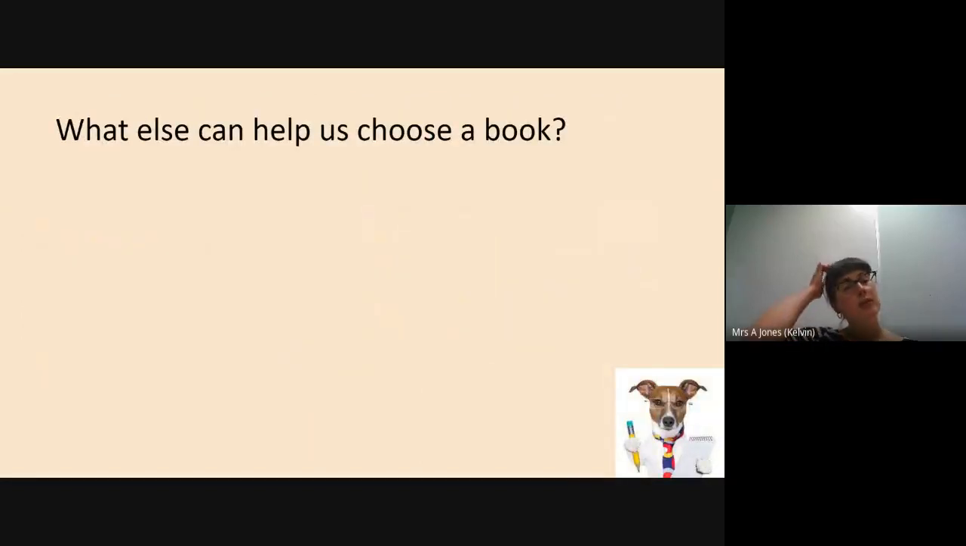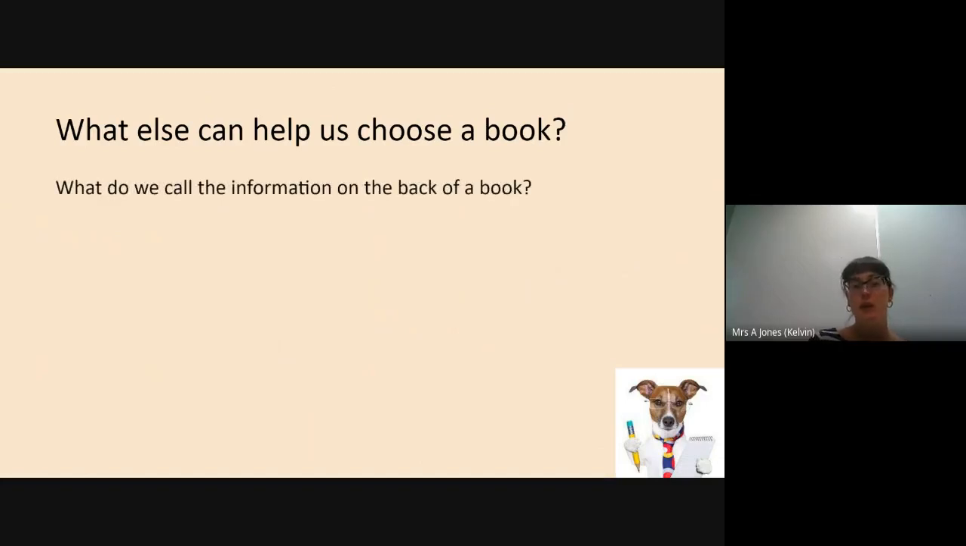Let's think about what else can help us choose a book then. After looking at the front covers, I'd like you to answer these questions. What do we call the information on the back of a book? I'll reveal the answer in just a second, so hopefully your teachers had time to take some answers. It's called a blurb. And what's important about how blurbs are written? Again, your teacher could take some feedback here. What does a good blurb contain?